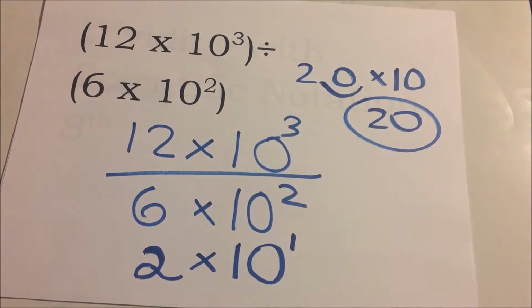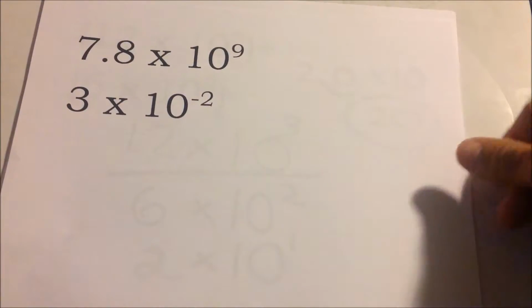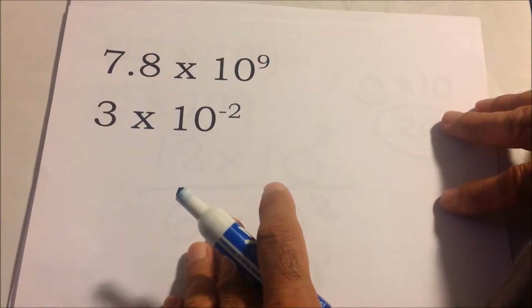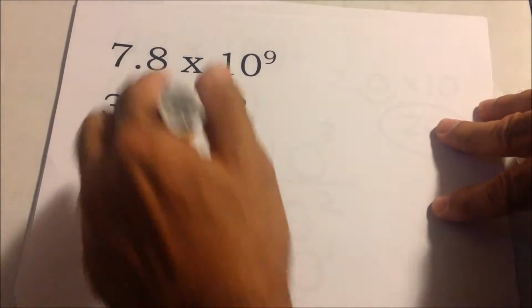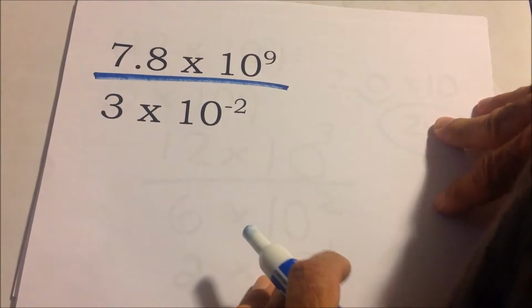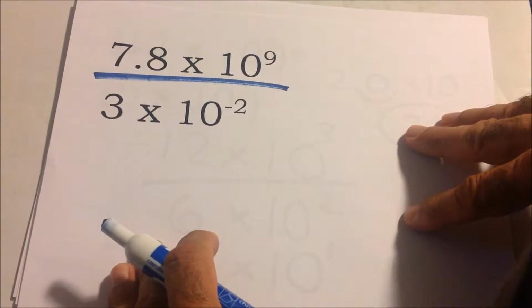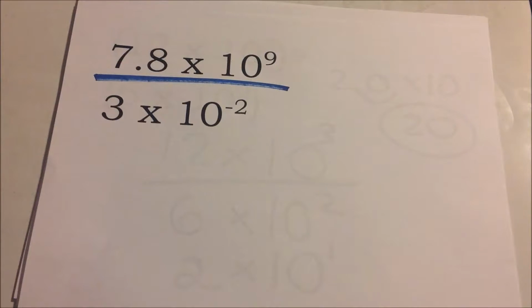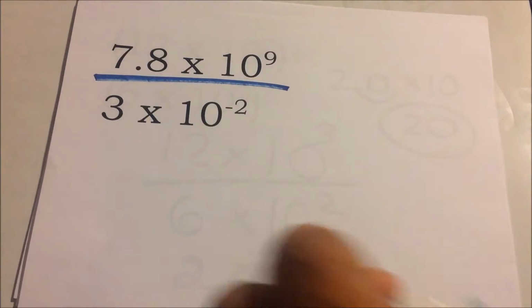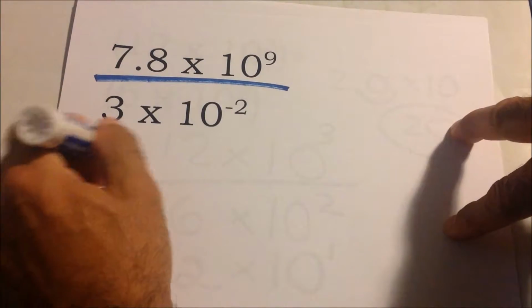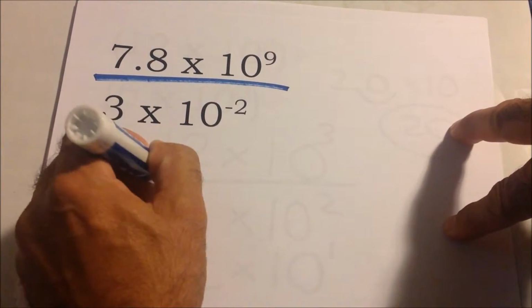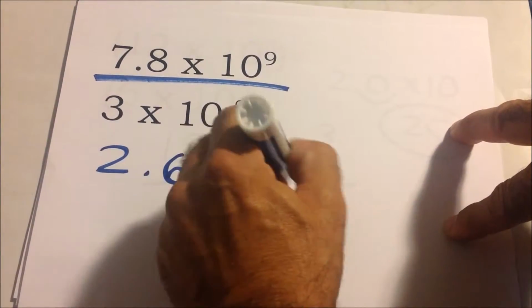Okay, so let's do another one. Let's say we had 7.8 times 10 to the 9th power. Remember, that's the division sign also. Divided by 3 times 10 to the negative second power. So see what you get if you did that. So 7.8 divided by 3 is 2.6. We know we're timesing it by 10.